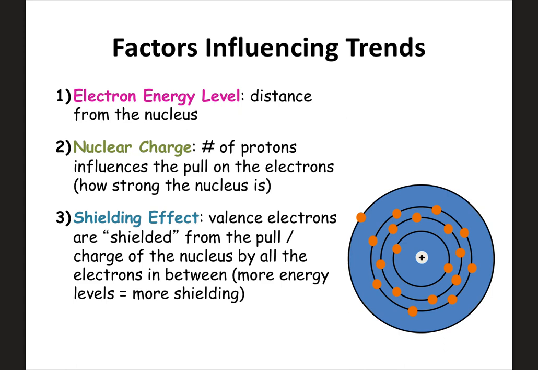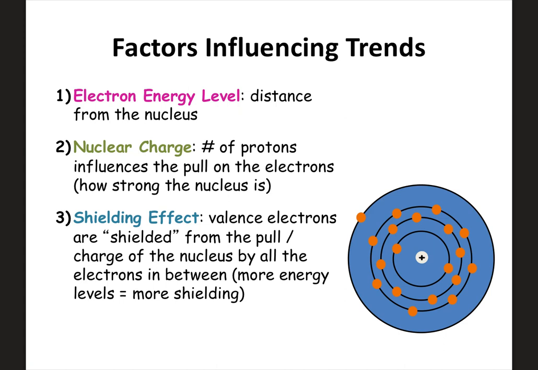It's really just talking about the strength of the nucleus and how strong it is at pulling in the outer electrons. And then the third factor is called shielding effect. This is the idea that the valence electrons, remember, the valence electrons are your outer electrons, are shielded from the pull of the nucleus by all the electrons in between the nucleus and the outer electrons. So if you have more energy levels with more electrons, you're going to have more shielding. The more energy levels you have, the more shielding there will be.